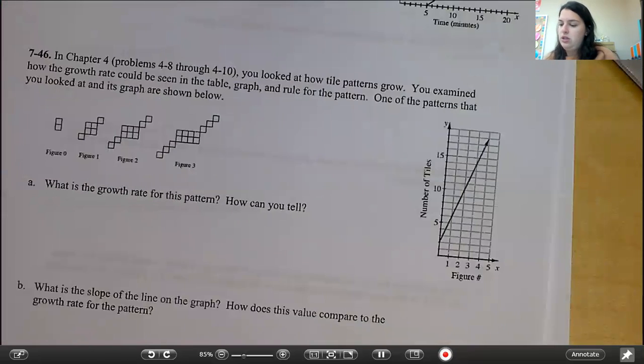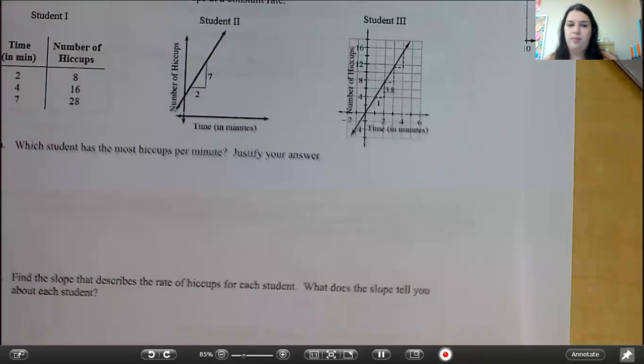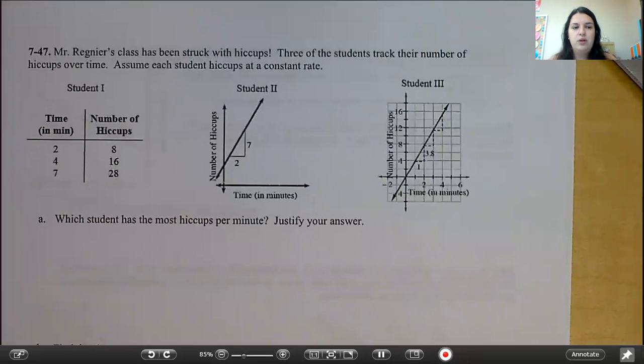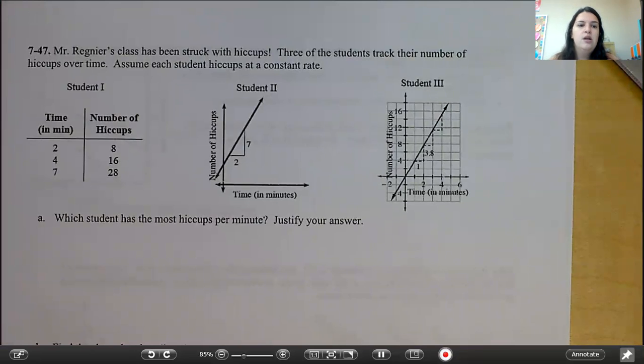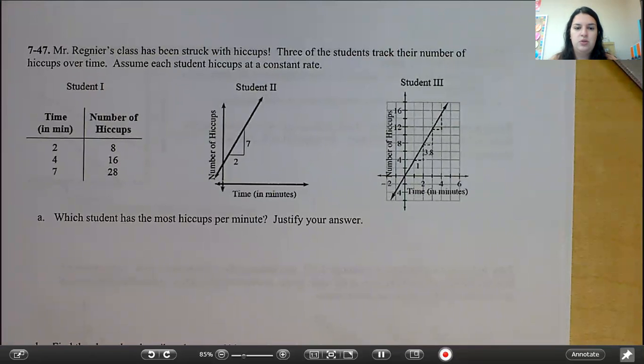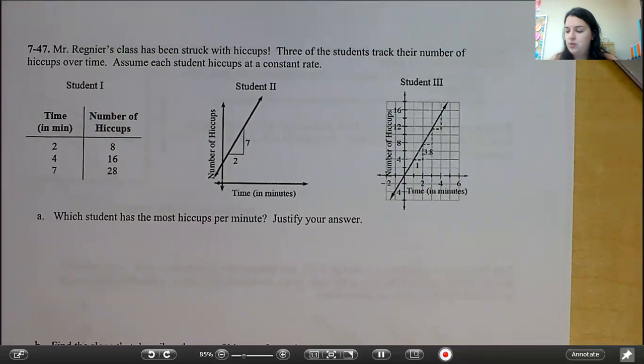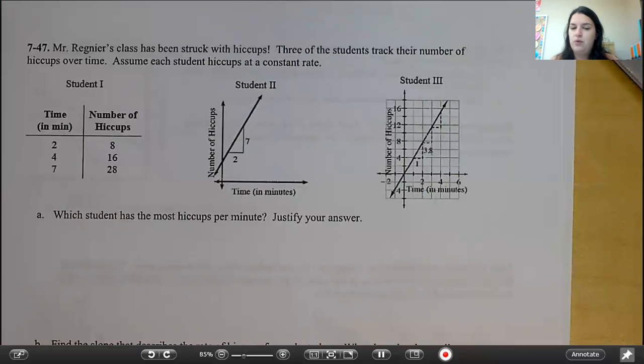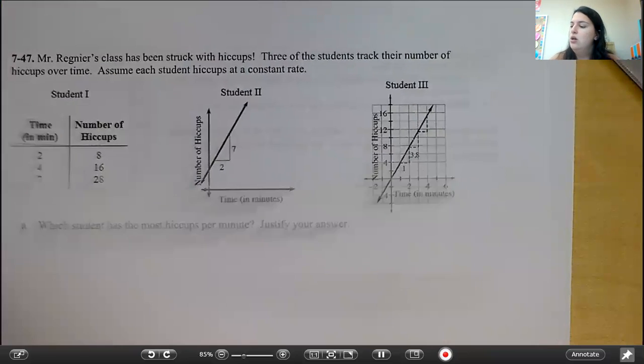And the last problem that you need to do, and you're going to do it on your own, is problem 747. So problem 747 said, Mr. Regner's class has been struck with the hiccups. 3 of the students track their number of hiccups over time. Assume each student's hiccups are at a constant rate. So you're going to answer parts A, B, and C about this. It's kind of putting what we have done together, not just broken down. So you're going to do 747, and that is the last problem that you're going to actually do.